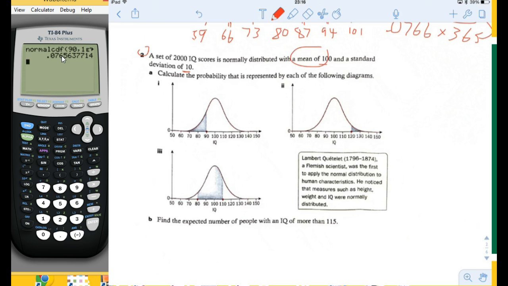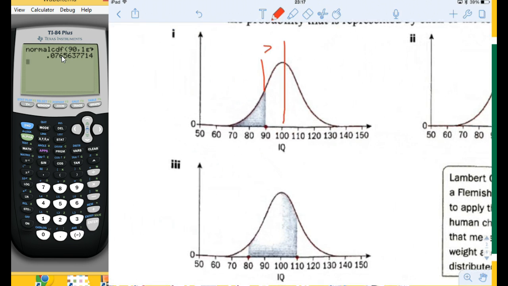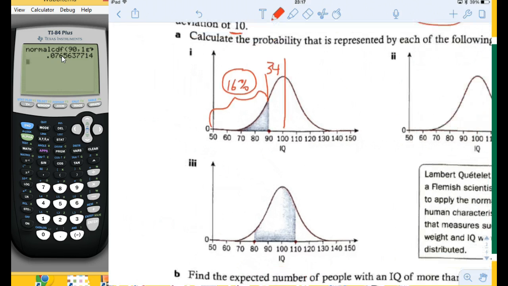We can do this with the 68, 95, 99 distribution, I think. So like, for example, this one. 100 is the mean. 90 is the mean minus 1 standard deviation. So this section here is like 34, right? And then this part would be everything left. So it would be 50 minus 34. 50 minus 34 is 16%. Okay, so the first one is just 16%.